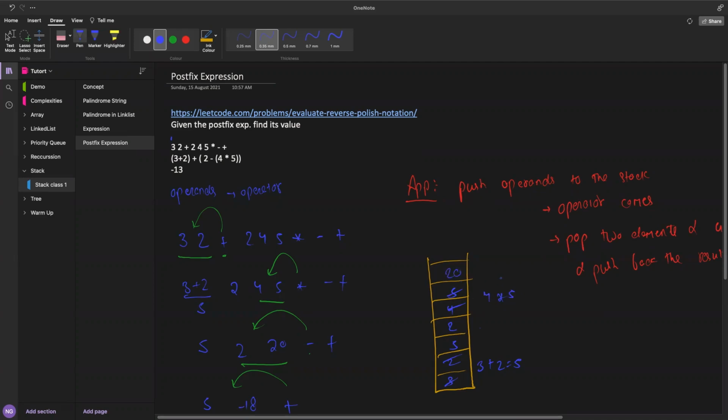Now comes minus. So I will take 20 and 2 out. So 2 minus 20, that will be minus 18. So I will put minus 18 into this stack. Then you have plus. So you will take 18 and 5 out. So 5 minus 18, that will be minus 13. So we will be putting minus 13 over this stack. The minus 13 is the only element left after we solved it. So minus 13 is the answer.